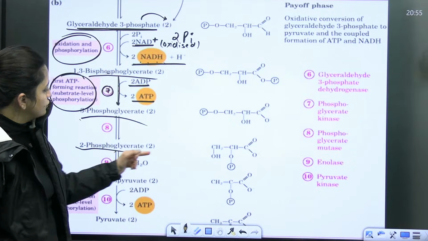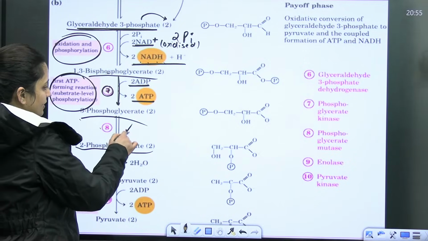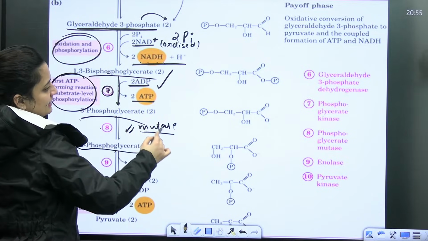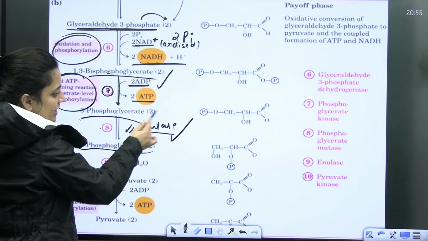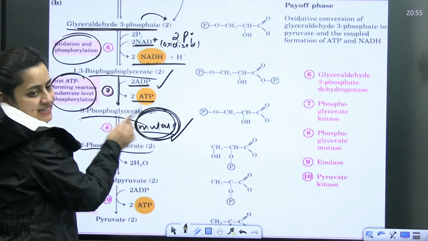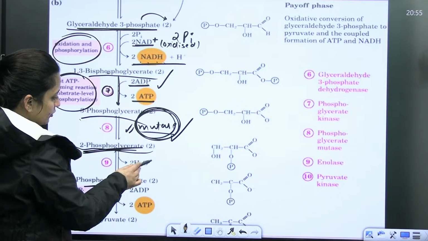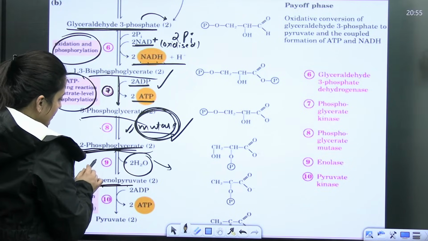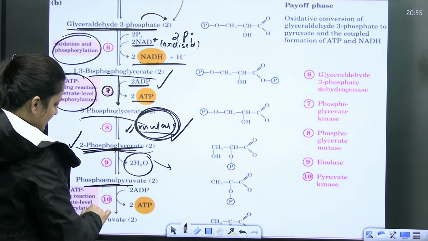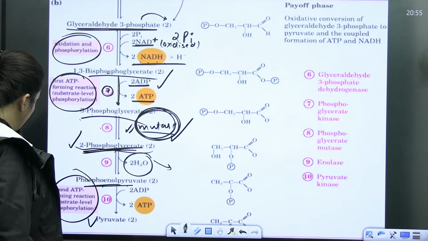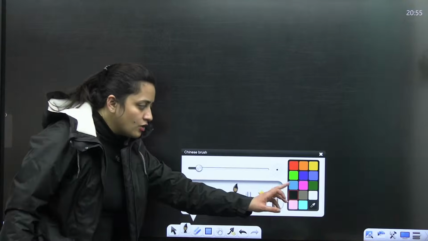So 3 phosphate to 2 phosphate. Again, rearrangement. So you can see the enzyme is mutase. So phosphoglycerate kinase, phosphoglycerate mutase. Wherever you find the enzyme mutase, it is for rearrangement. Then 2-phosphoglycerate to phosphoenol pyruvate. Water is released here, right beta? So enolase is the enzyme, finally pyruvate kinase, then this is again the substrate level phosphorylation. Okay? Structures are also given there.